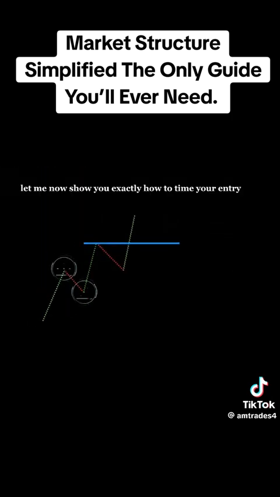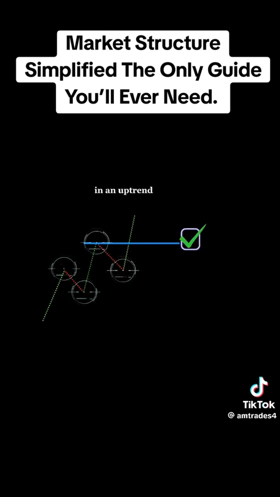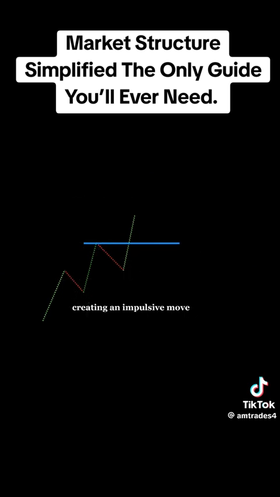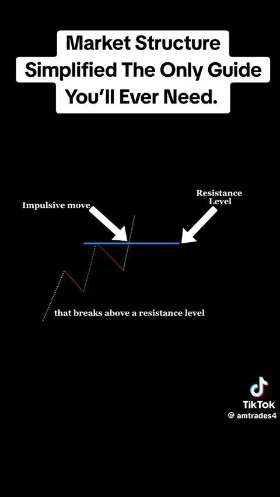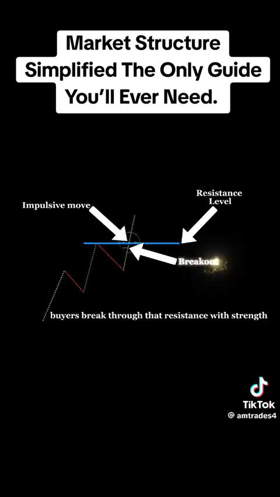Let me now show you exactly how to time your entry in an uptrend using one of the most powerful and reliable principles in market structure, the support and resistance flip. Here's what typically happens. The market is moving upward, creating an impulsive move that breaks above a resistance level. This resistance is a price zone where sellers previously stepped in, causing price to pause or reverse. But this time, buyers break through that resistance with strength.